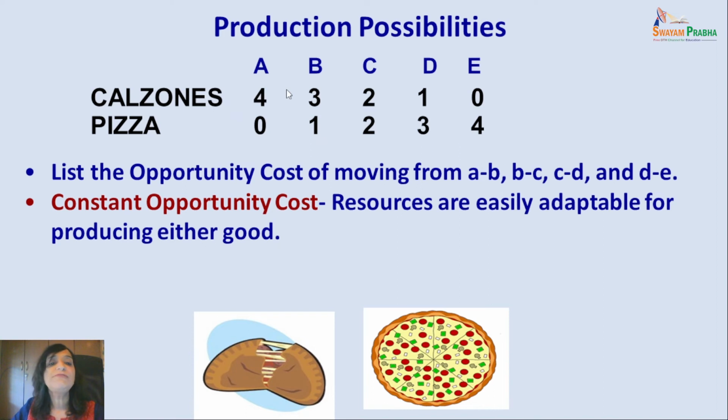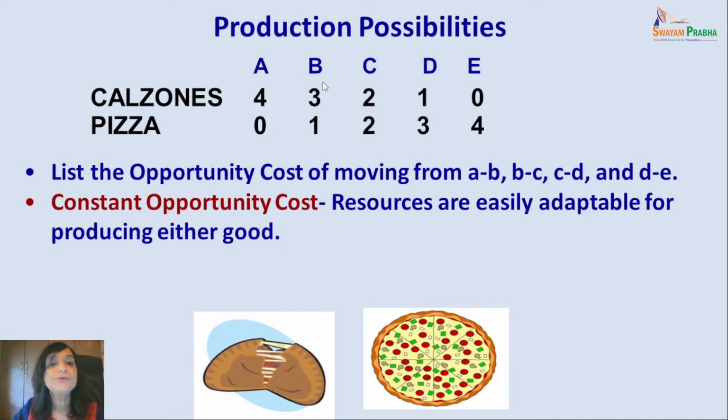So what you will find is that your opportunity cost will remain constant. Why? Because if you are moving from point A to point B, you are reducing 1 unit of calzone, but simultaneously you are increasing 1 unit of pizza. So 1 reduction in calzone leads to 1 unit increase in pizza.